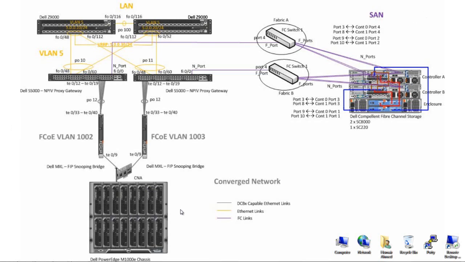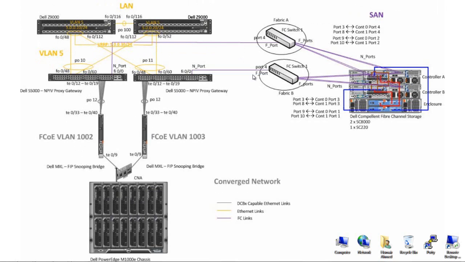I made the network diagram the background of my desktop. It consists of a Dell PowerEdge M1000e chassis with a Dell PowerEdge M620 blade server with a 2-port Broadcom 57810 CNA, 2 MXL blade switches, 2 S5000 switches, and 2 Z9000 switches for my LAN core.